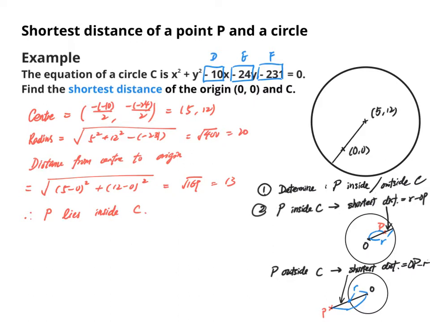So to find the shortest distance from the origin to the circle, we use the radius minus the distance from the center to the origin. That is 20 minus 13. The answer is 7. This is the end of this video.